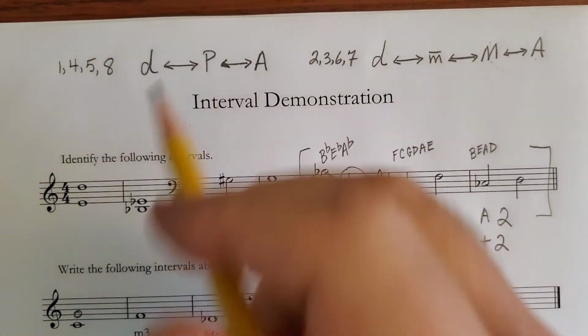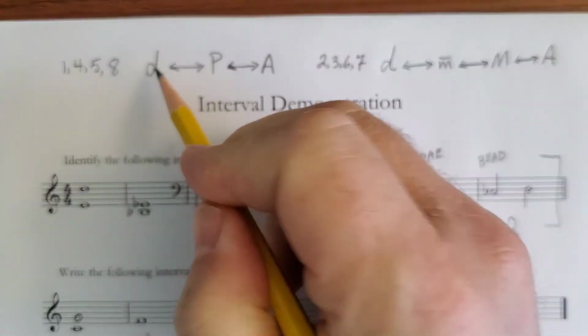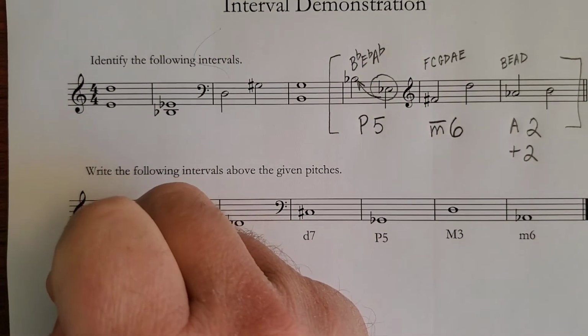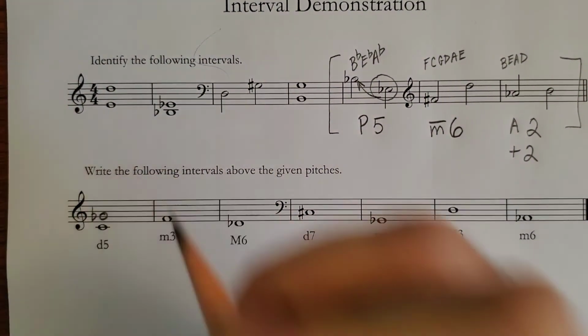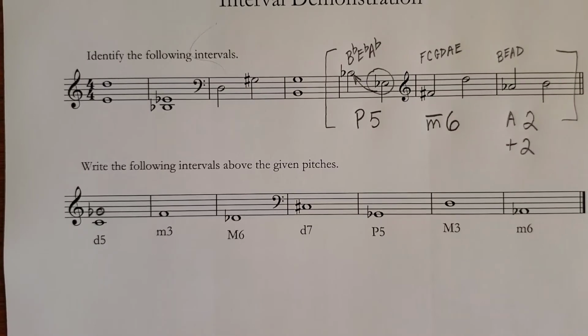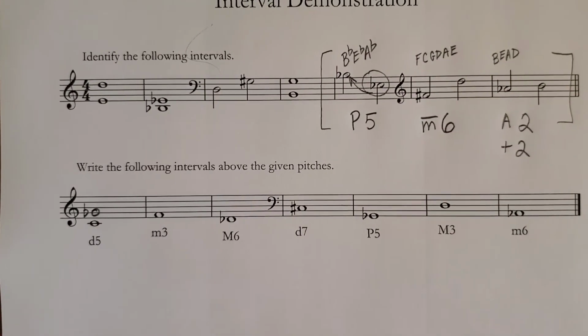Right, we want to go one half step smaller. So perfect to diminished, we want to make it into a G flat. So perfect becomes diminished if the top note is flatted or lowered by a half step. So C to G perfect, C to G flat, diminished.